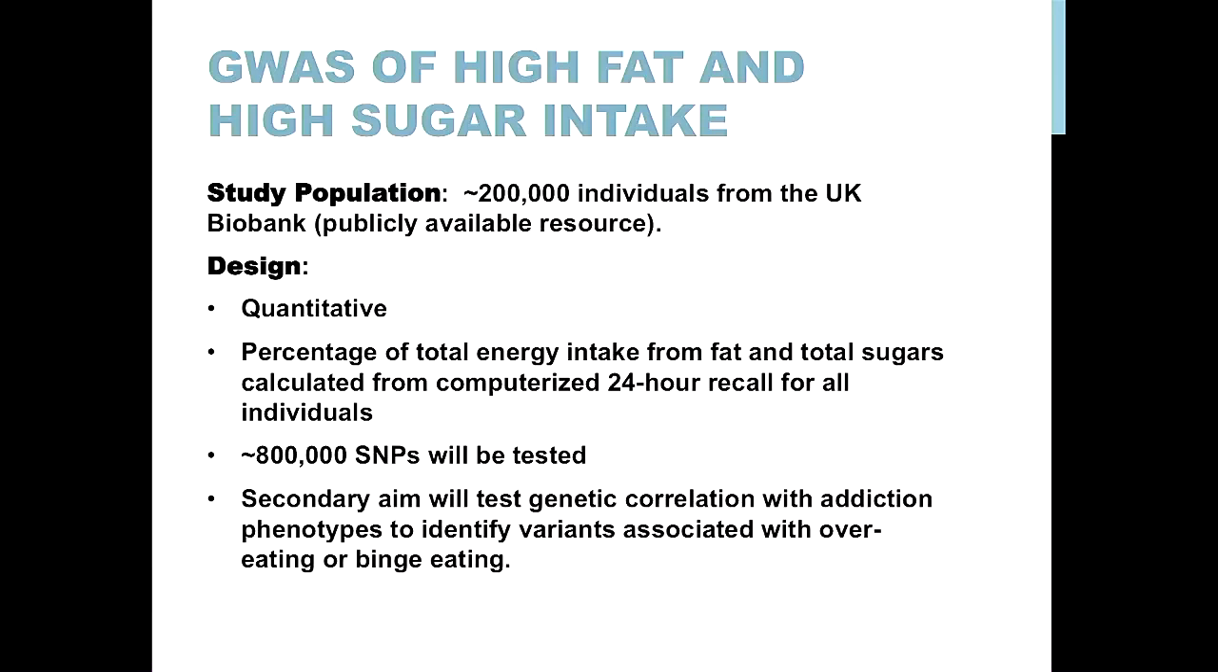I'll most likely be testing around 800,000 SNPs right now. I'm considering the best way to do that part of the analysis. I'm also interested in a secondary aim, which is outside the scope of the nutrition paradigm, looking at the genetic correlation with addiction phenotypes. I'm interested in the idea that genetic variants could put you at risk for both very highly palatable diets and other addiction phenotypes.